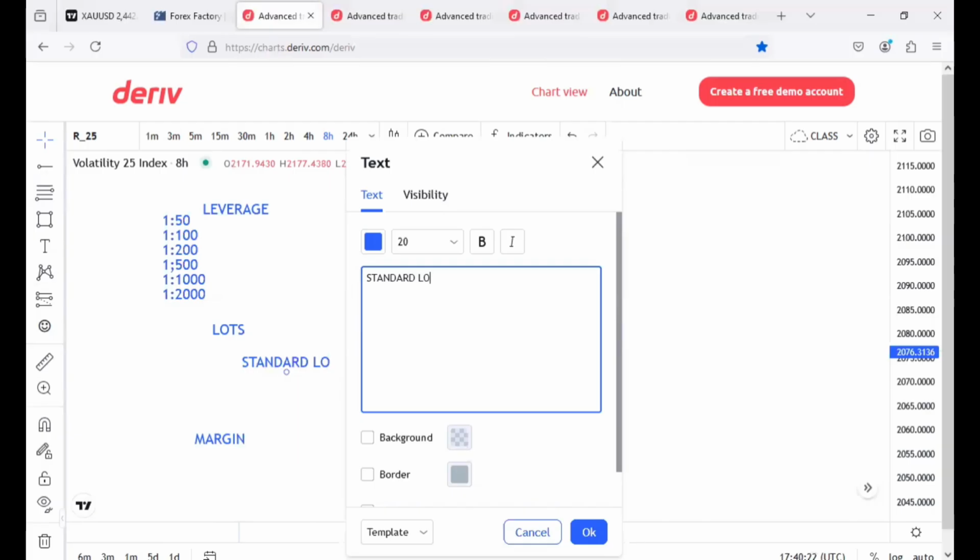A standard lot is $10 per pip, which equates to 100,000 units. Then there's what we call a mini lot. A mini lot is $1 per pip.